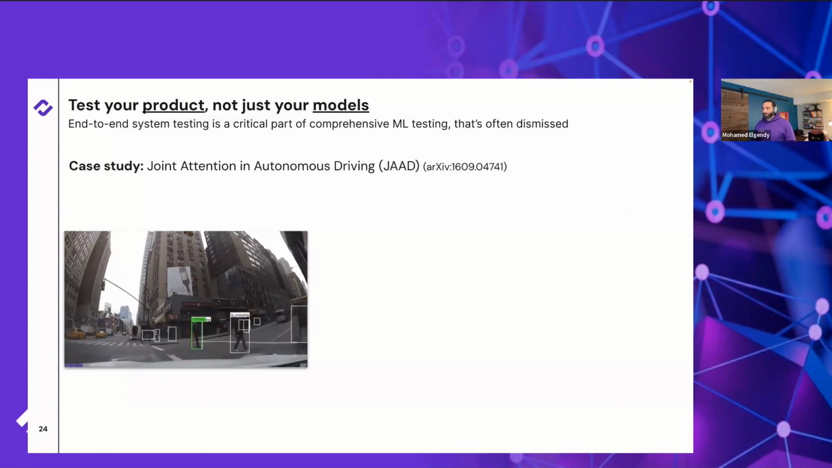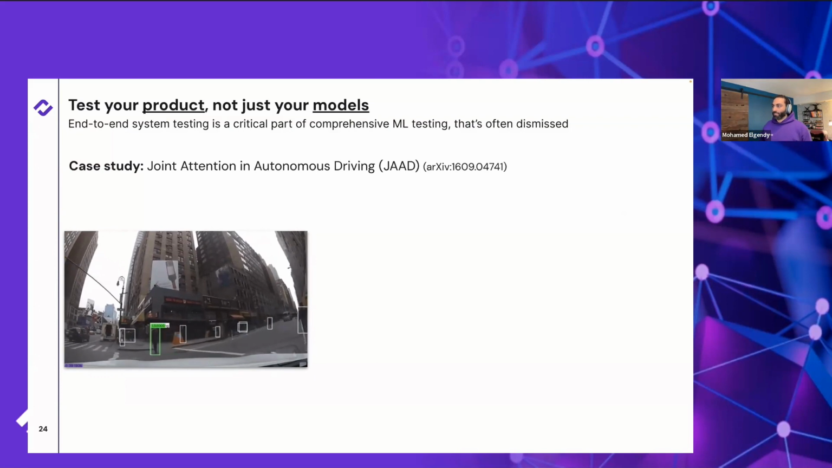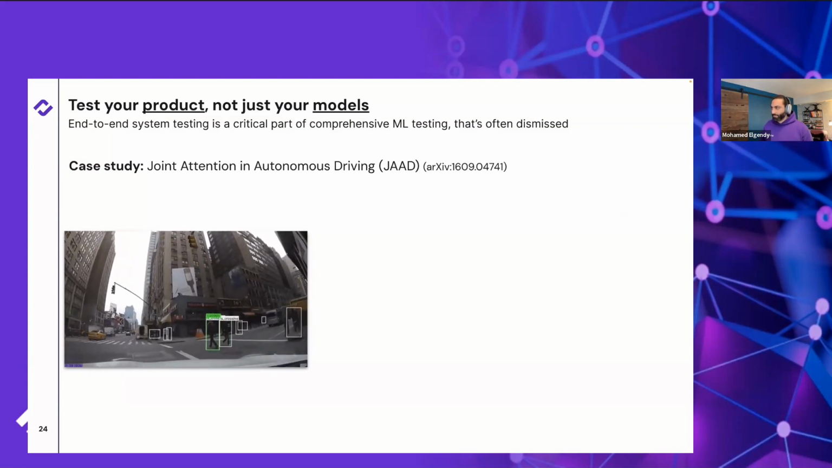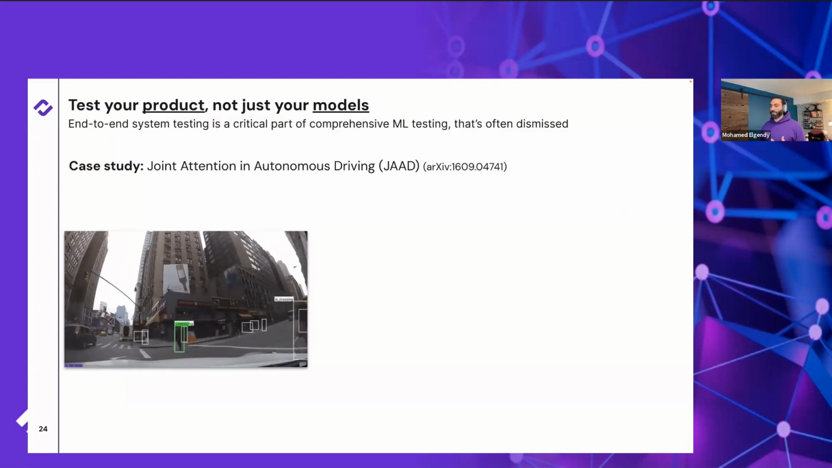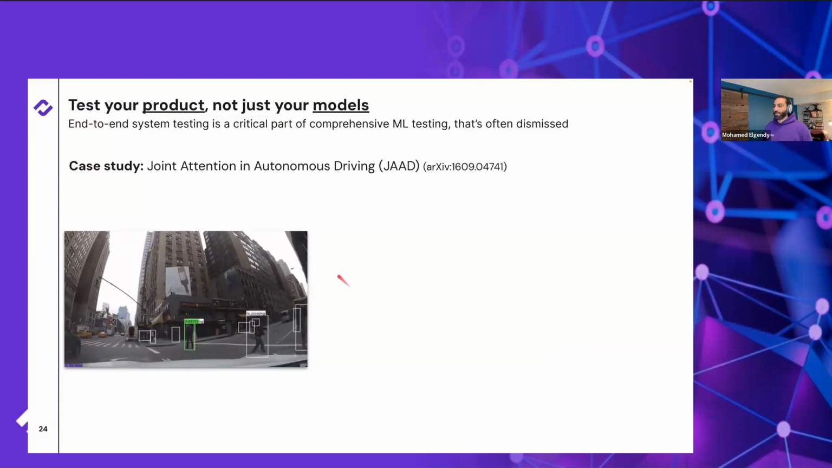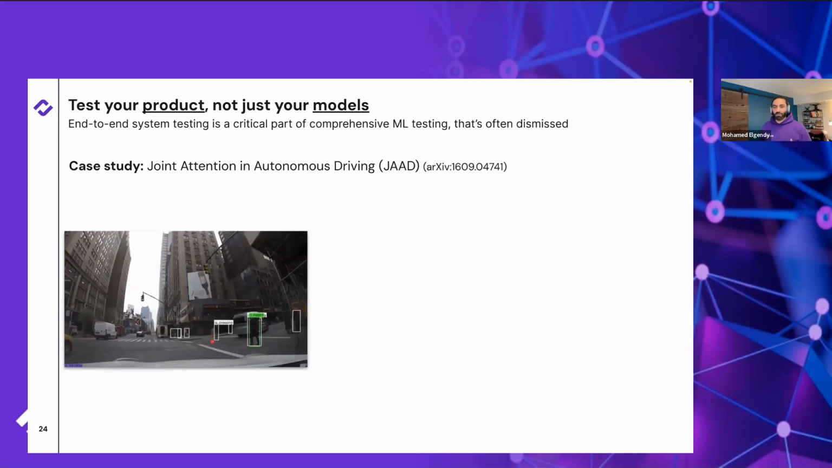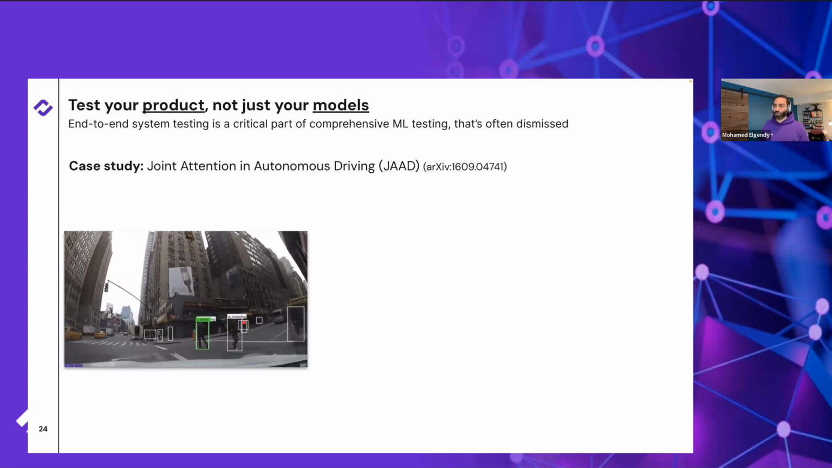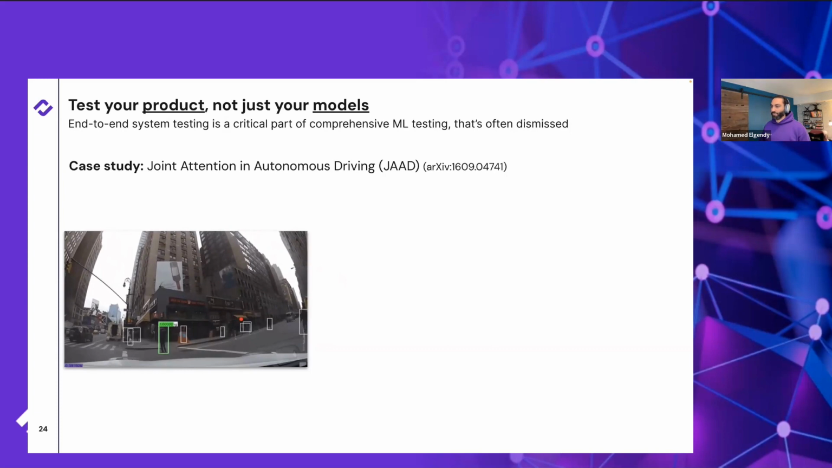A case study that we ran on the Waymo autonomous driving data set: it's a video data set, and the goal of the problem we're solving for is detecting pedestrians and identifying whether they are crossing the street or not to avoid collision with the autonomous vehicle.